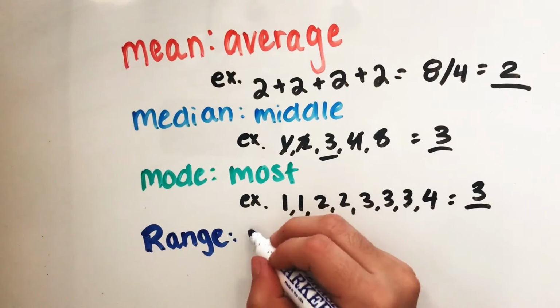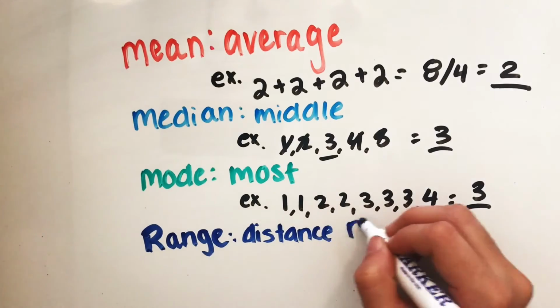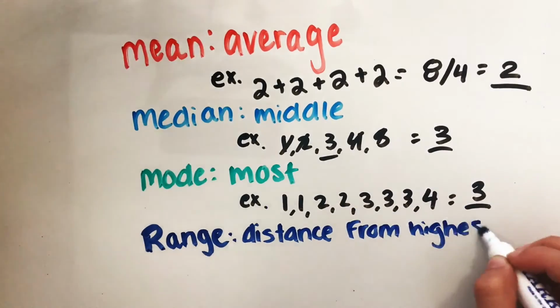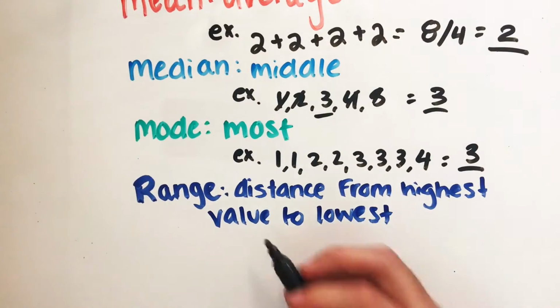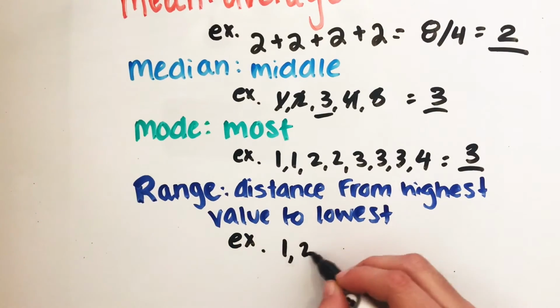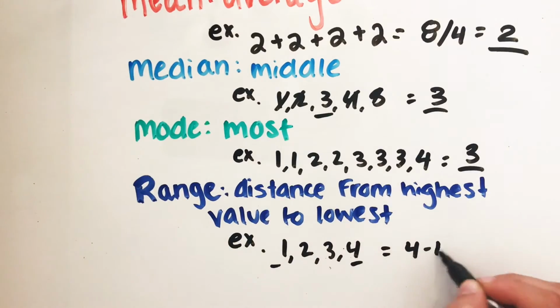The next thing we have is the range. The range is the difference between the highest and the lowest score in a distribution. What you do is you take the highest number in the distribution and the lowest number and subtract them.